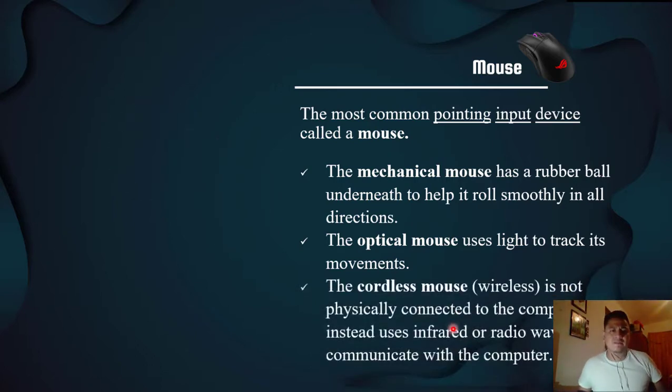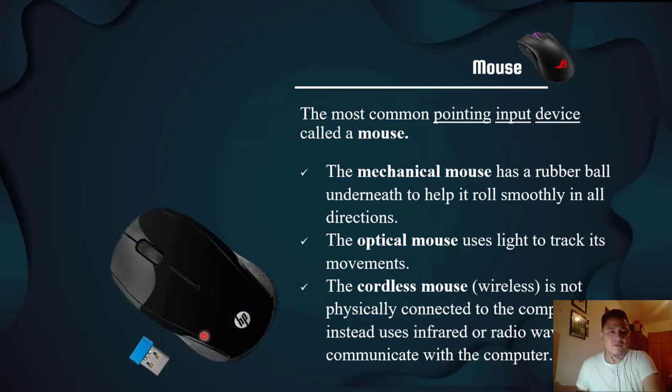The other example is a cordless mouse. So a cordless mouse is also known as wireless. Okay, it's not physically connected to the computer, but instead of using a wire or a cable, it uses infrared or radio waves to communicate with the computer. This is an example of a wireless mouse or a cordless mouse. Usually these mouses come with a little adapter that does the connection between the mouse and the computer. So you plug this into the computer.